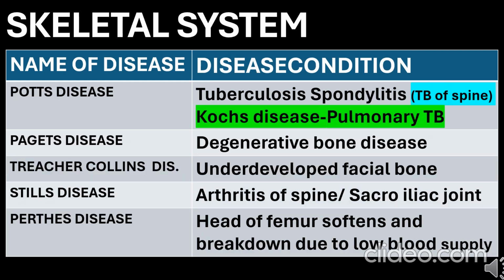Next we will see about the skeletal system. The first one is Pott's disease, which is tuberculous spondylitis or TB of spine. Paget's disease is the degenerative bone disease. Treacher-Collins disease is the underdeveloped facial bones. Still's disease is the arthritis of spine or sacroiliac joint. Then Perthes disease, here the head of femur softens and breaks down due to low blood supply.